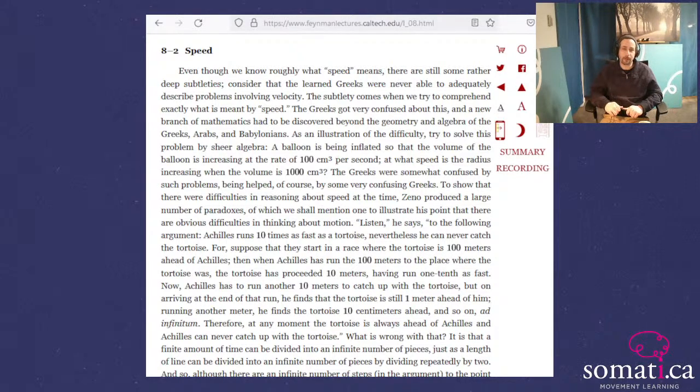So Feynman says that the Greeks, Arabs, and Babylonians didn't have geometry or algebra to properly deal with motion or easily deal with motion. So try solving this problem by sheer algebra. A balloon is being inflated so that the volume of the balloon is increasing at a rate of 100 centimeters cubed per second. At what speed is the radius increasing when the volume is 1,000 centimeters cubed? The Greeks were somewhat confused by such problems, being helped, of course, by some very confusing Greeks. Goes through Zeno's paradox.